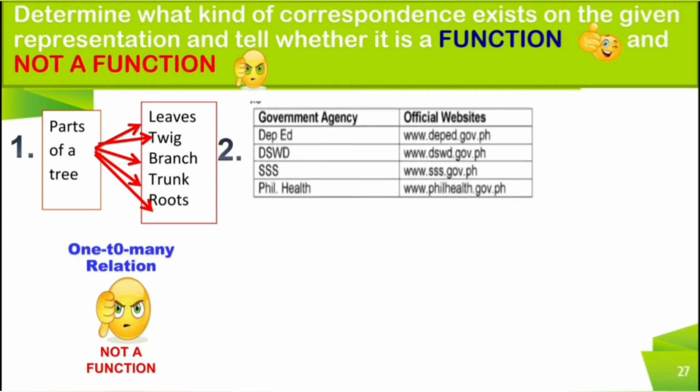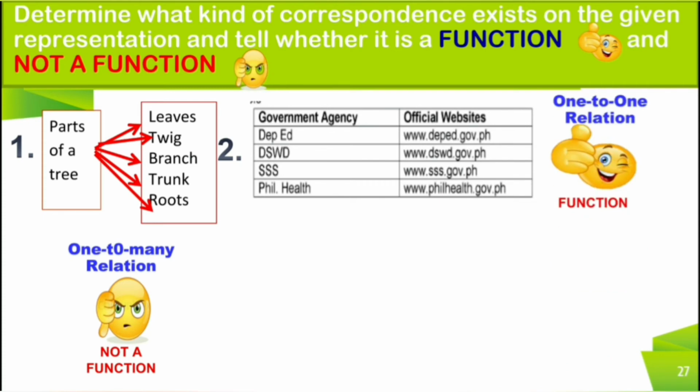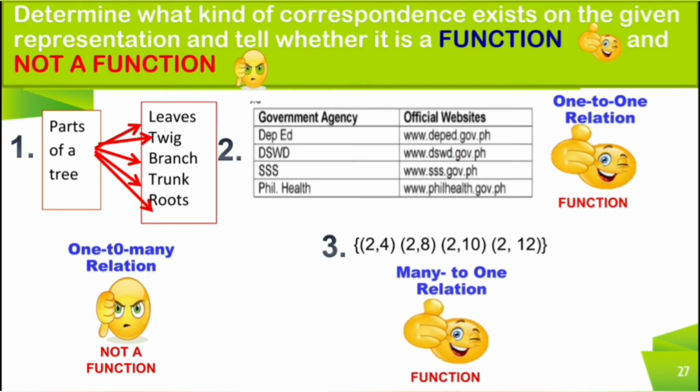Number 2, every government agency has its own website. So, matatawag natin itong one-to-one relation and it is a function. Number 3, meron po tayong ordered pair. That's many-to-one relation. So, ito po ay function.